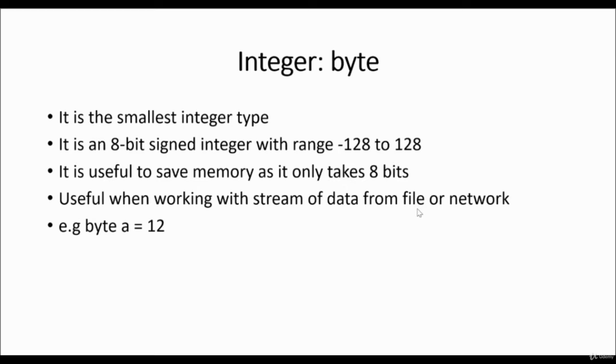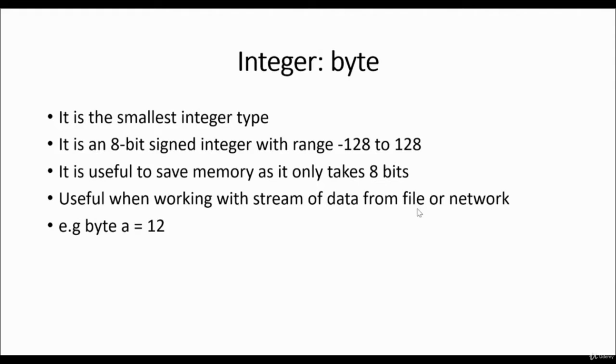Java supports 4 types of integer data type, which are byte, short, int and long. We are going to see them one by one, and for today we are going to see the integer data type which is of type byte. Byte is the smallest of the integer types. It's basically an 8-bit signed integer with a range of -2^8 to 2^8.